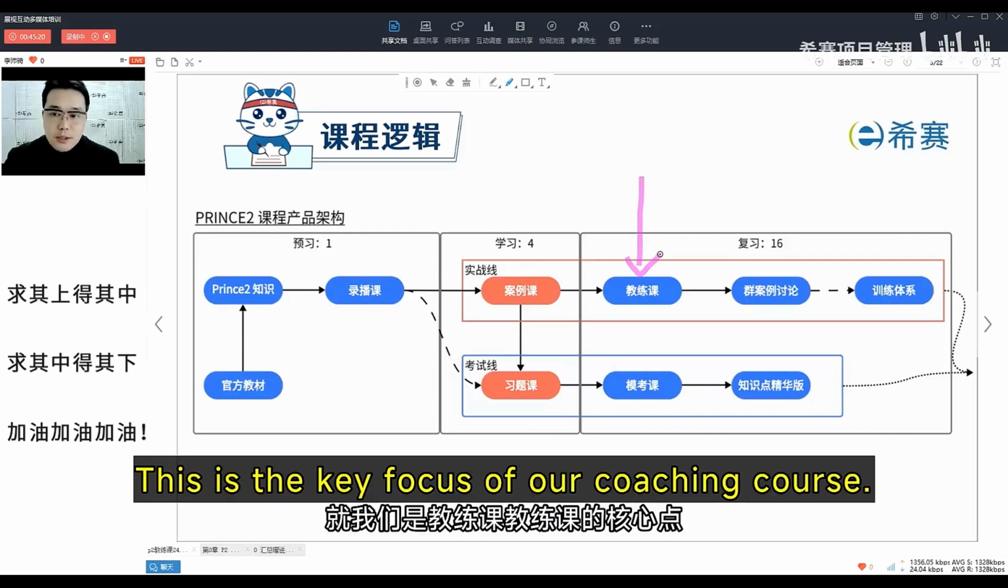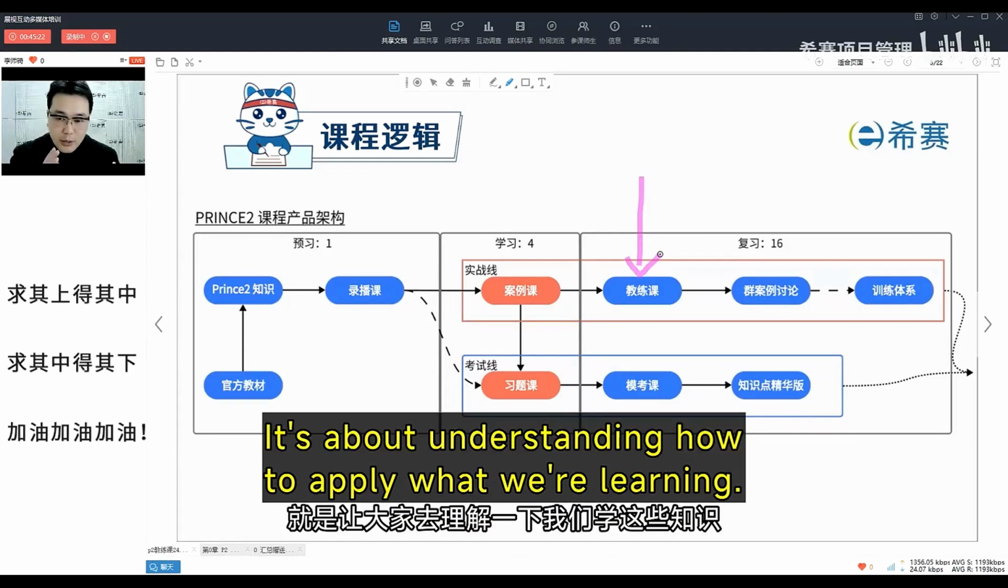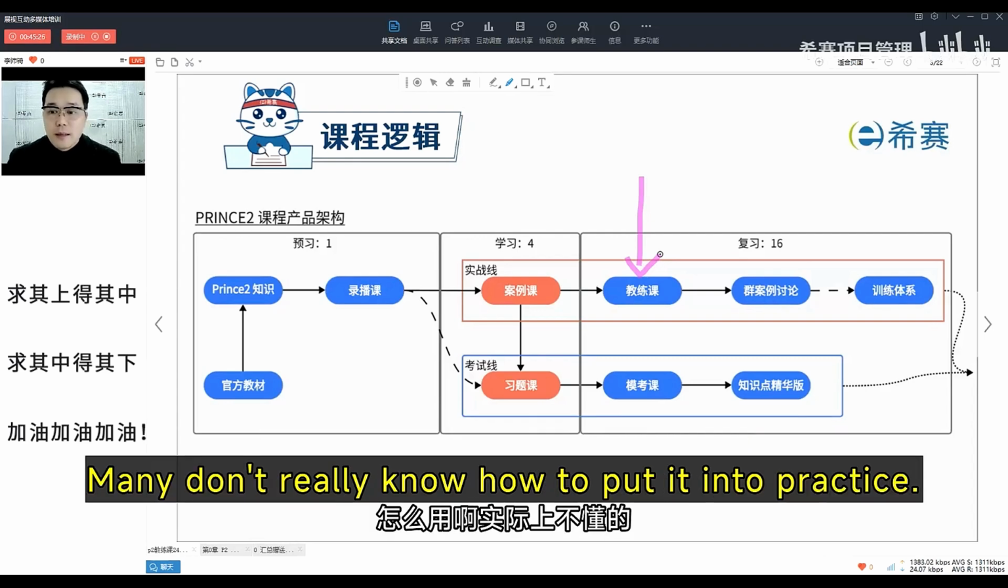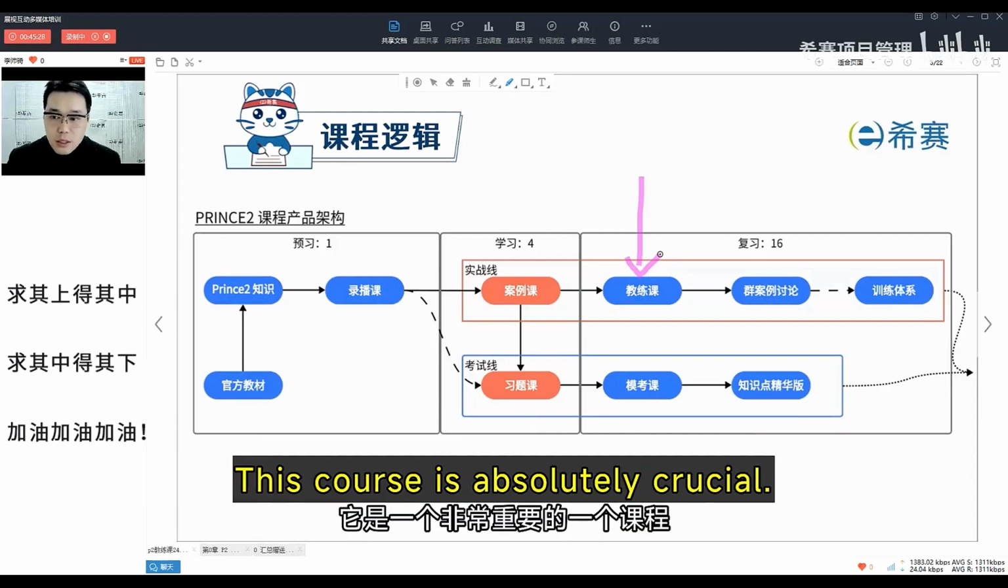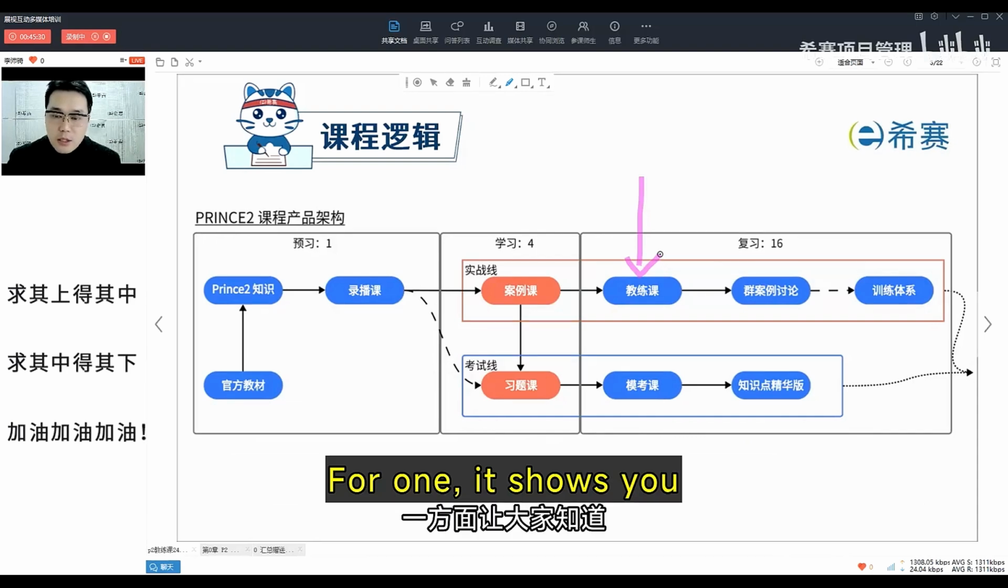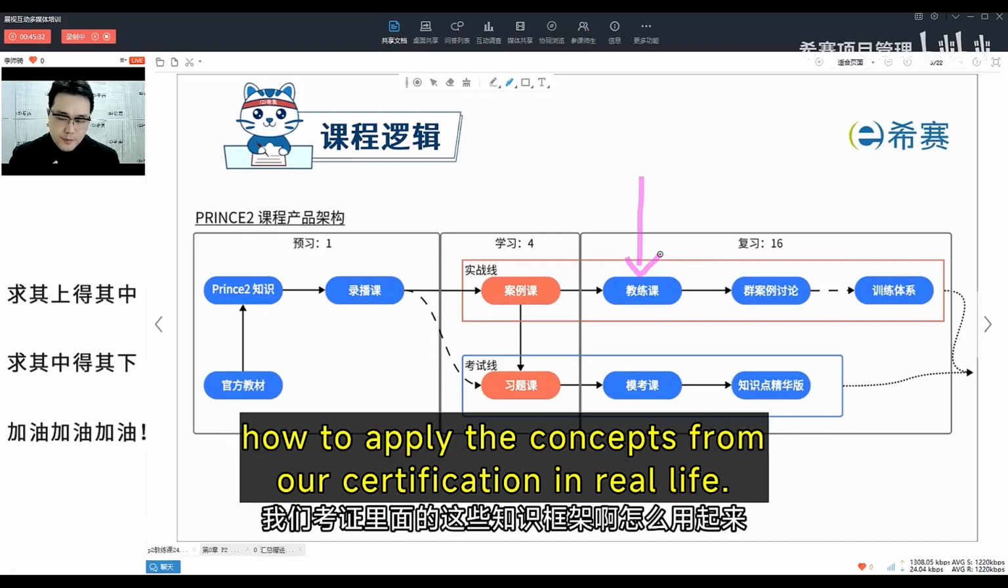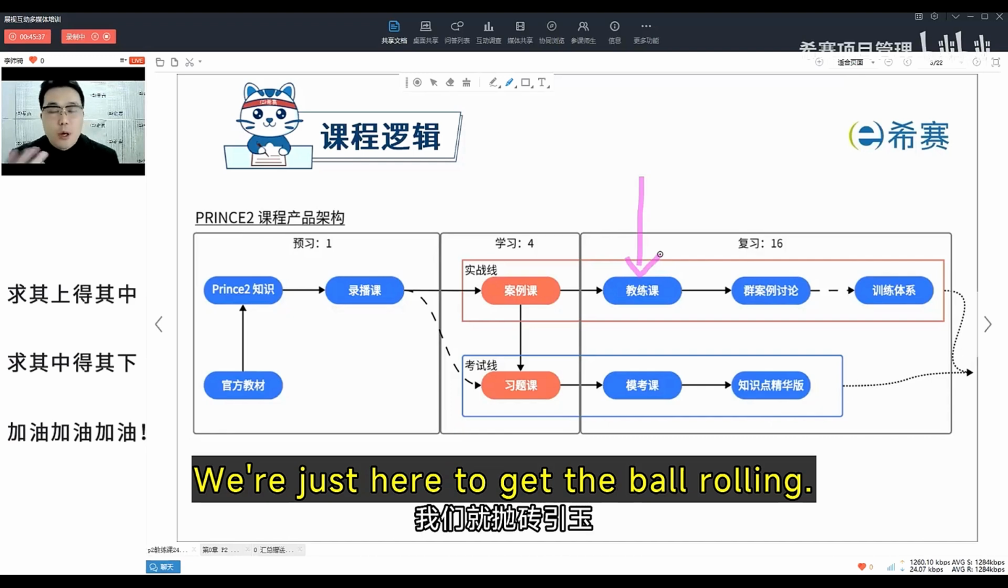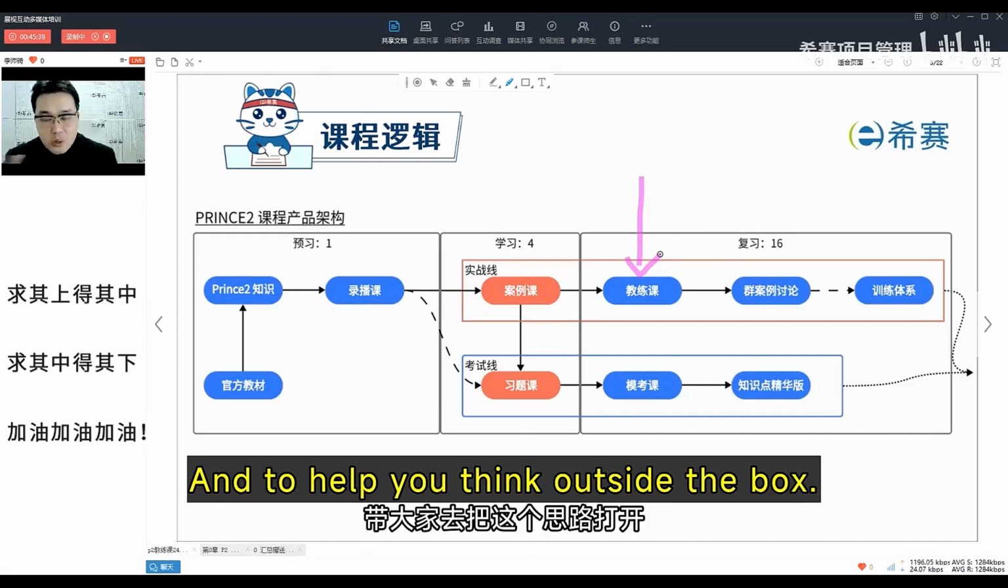This is the key focus of our coaching course. It's about understanding how to apply what we're learning. Many don't really know how to put it into practice. This course is absolutely crucial. For one, it shows you how to apply the concepts from our certification in real life. We're just here to get the ball rolling and to help you think outside the box.